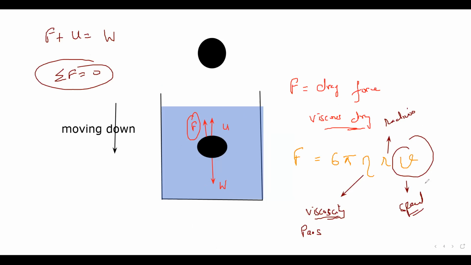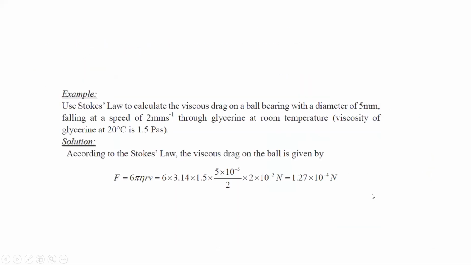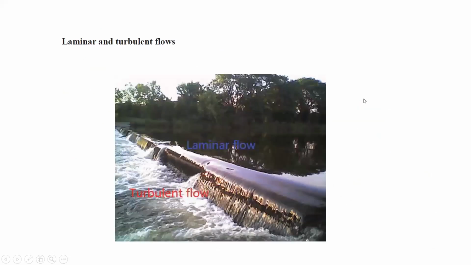And if the object is moving with a constant velocity, what is the condition for that? When there is no resultant force acting, the object will move with a constant velocity. So in that case, the resultant force will be 0.